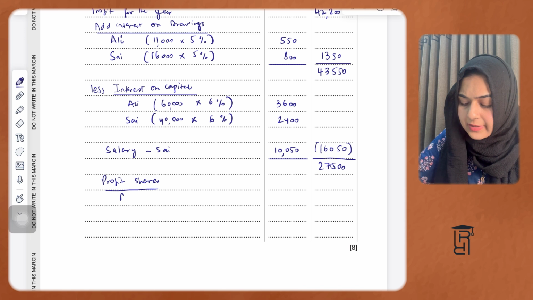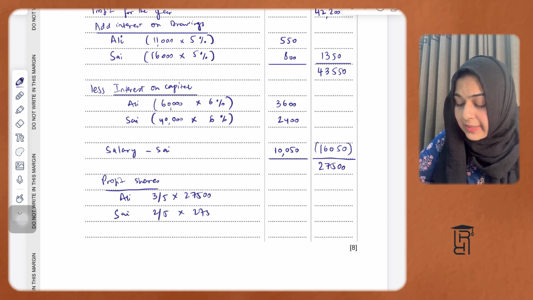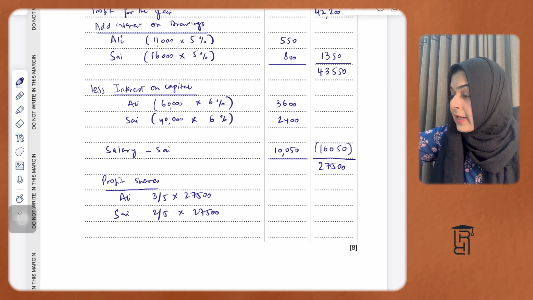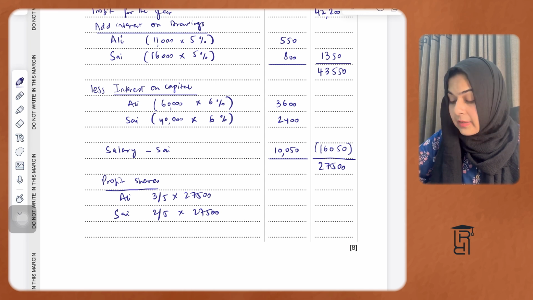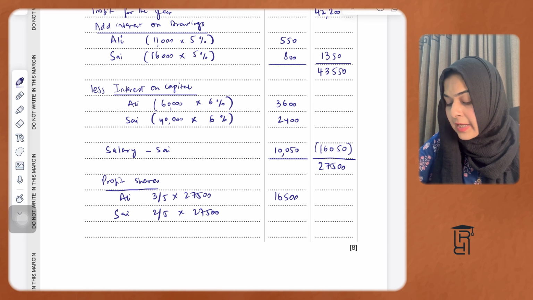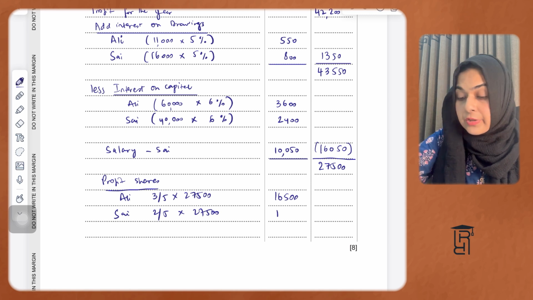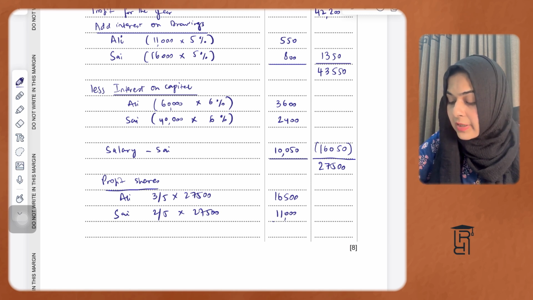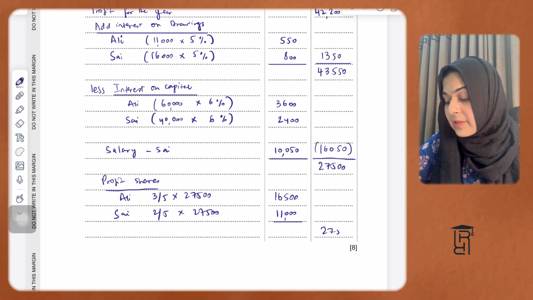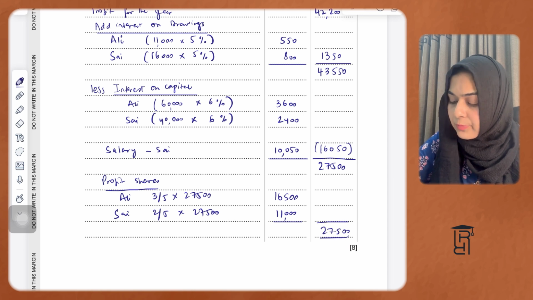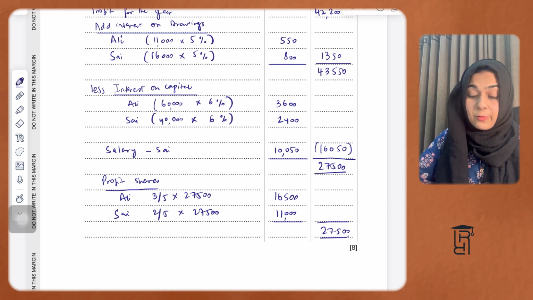So I'll write here profit shares. Ali's profit share will be 3 divided by 5 multiplied by 27,500, and Sai's profit share will be 2 divided by 5 multiplied by 27,500. So for Ali, the profit share will be 16,500, and for Sai it'll be 11,000. Now 16,500 plus 11,000 is 27,500. This is going to be my profit shares. So that's it for the appropriation account.